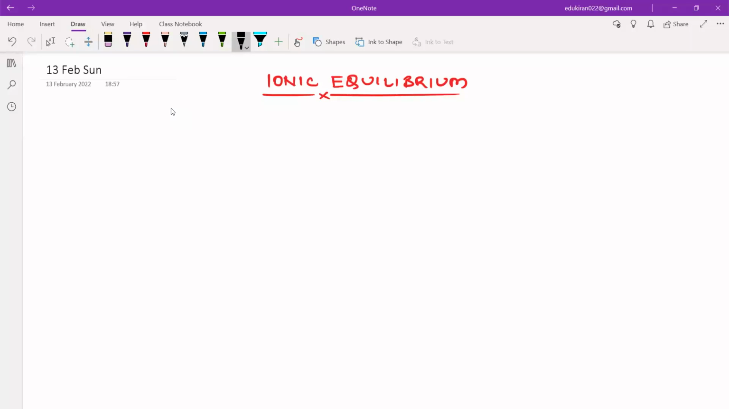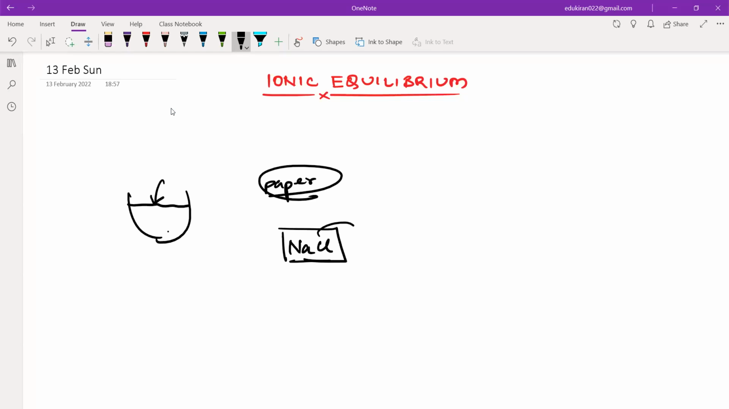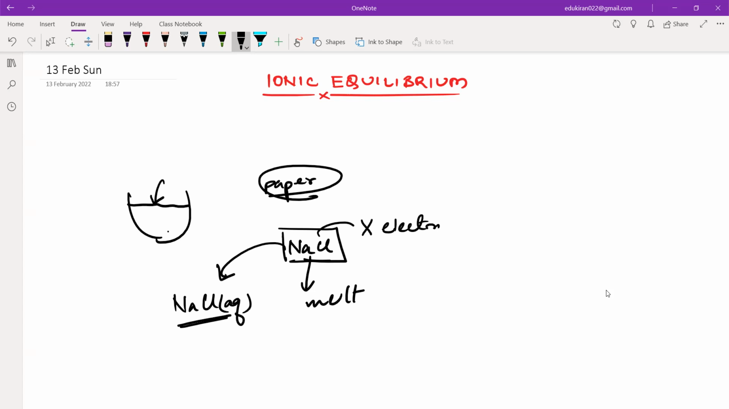Faraday was the first person who classified things into electrolytes and non-electrolytes based on what conducts electricity and what doesn't conduct electricity. If you put the substance in water, for example, let us take paper. Paper will not conduct electricity even if you cut it into pieces and pour it inside water. But if I talk about NaCl, that is sodium chloride, if it is in solid state, then it doesn't conduct electricity, right? But if I melt NaCl or I put NaCl in water, that means NaCl in aqueous condition, it is going to conduct electricity.